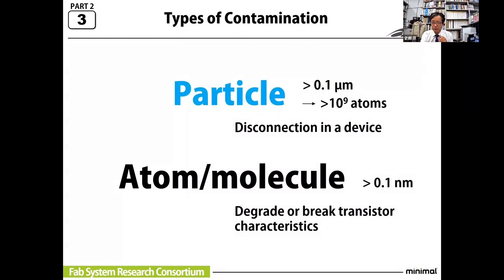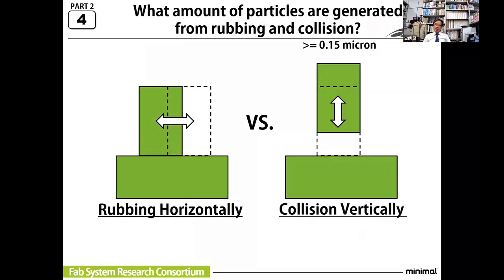So first, let's go to the particles. First of all, we did a very interesting and important experiment, very principal and basic, but important. The question is, what amount of particles is generated from rubbing or collision? There are 2 kinds of experiments. The first one is rubbing horizontally, and the second one is colliding vertically. As a result, how many particles are generated? Can you imagine that?